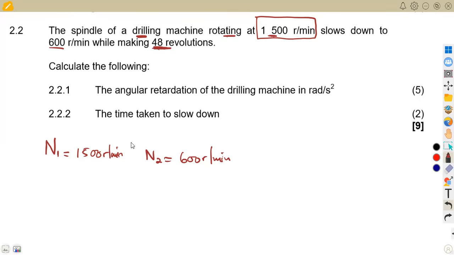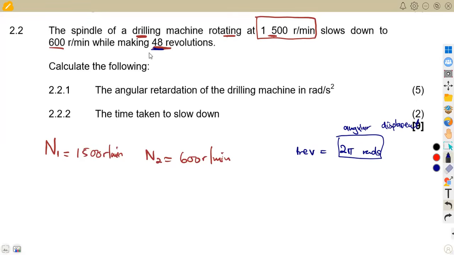What is it that is hidden from the 48 revolutions? Remember, I said from a complete revolution, we have got 2 pi radians. And what does 2 pi radians mean? It means we are talking about the angular displacement. So in this case, they are hiding the angular displacement by writing 48 revolutions.